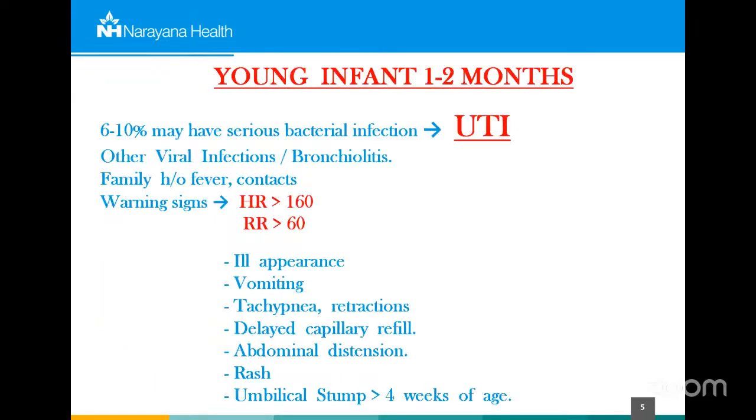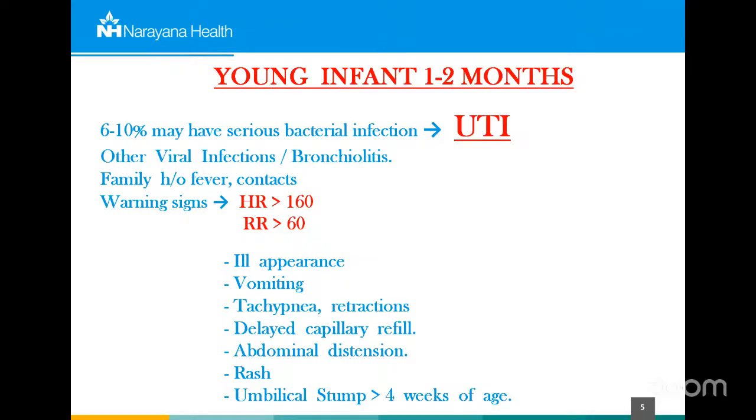Now let's come to the infant, 1 to 2 months. 6 to 10% of these children have serious infection, and one of the most important things, which is missed and can't be seen, is UTI. Especially if it is a male child, it is a serious UTI. The viral infections, bronchiolitis, especially if there is family history.